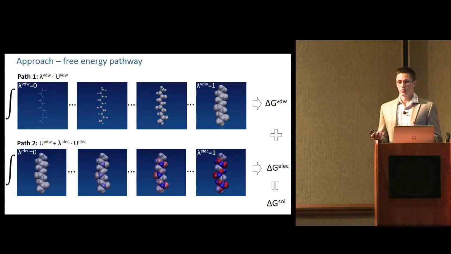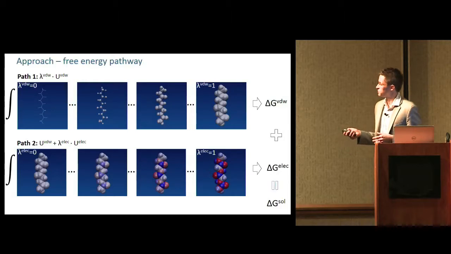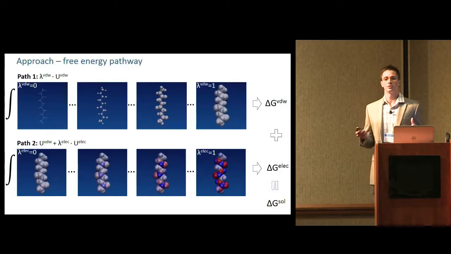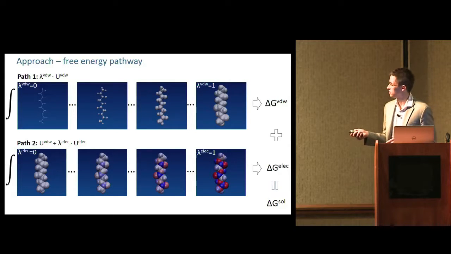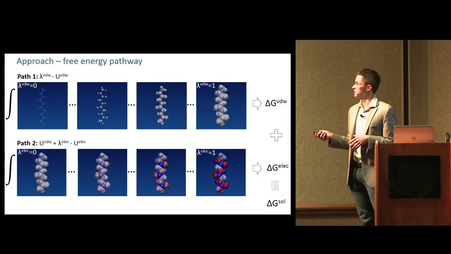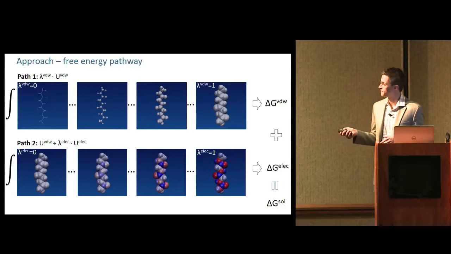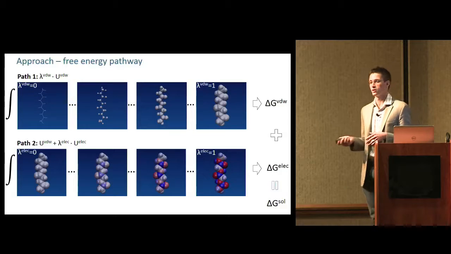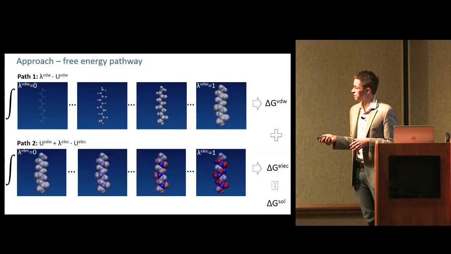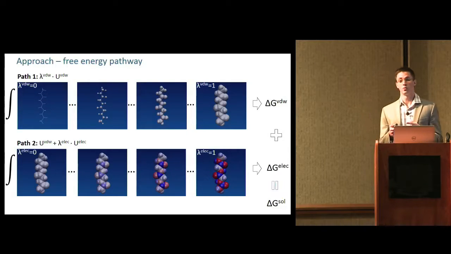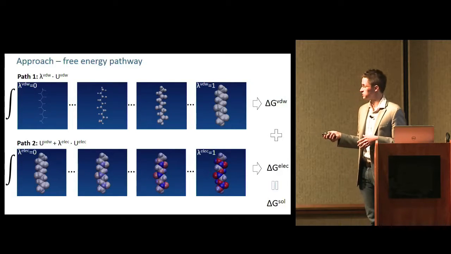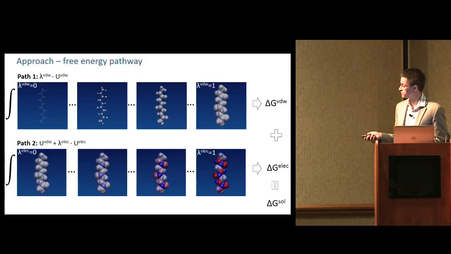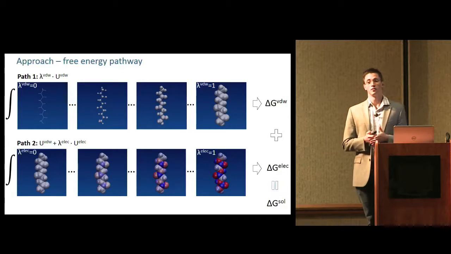So to give you a better idea of what this looks like, I'm graphically depicting it. In the first pathway, we set lambda electrostatic to 0, and we gradually increase the van der Waals lambda between 0 and 1. Again, at each of these intermediate states, we're performing an MD simulation. Plug into the equation I showed you on the previous slide, integrate, and that gives us our van der Waals solvation free energy. In the second pathway, we set lambda van der Waals equal to 1, and then we gradually increase lambda electrostatic between 0 and 1. Again, plugging into the equations, we get the electrostatic solvation free energy.